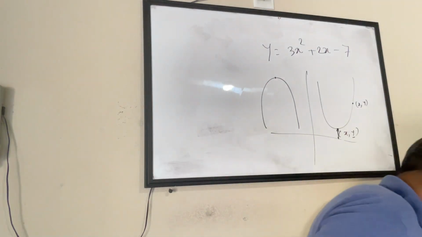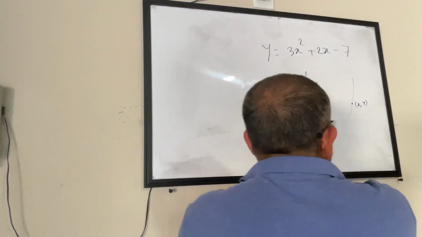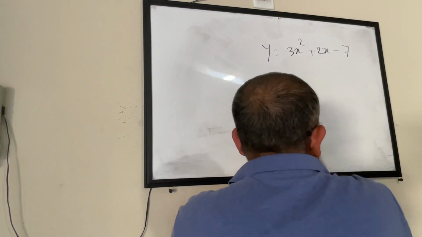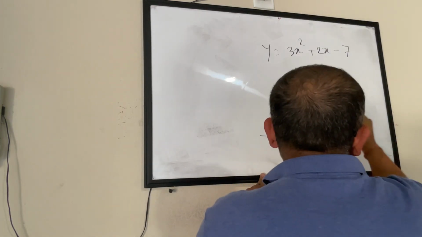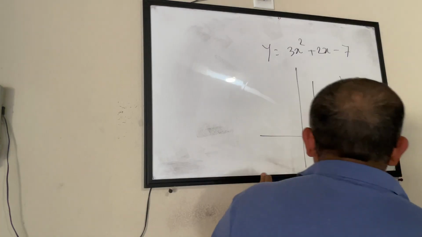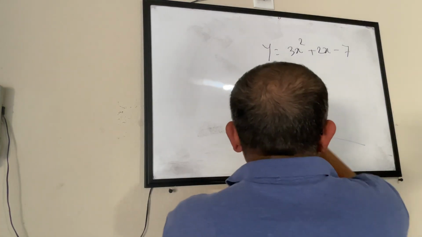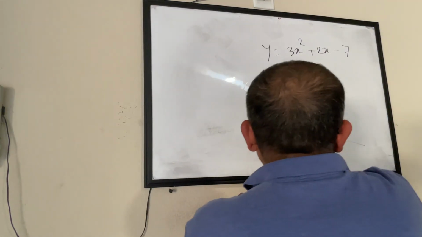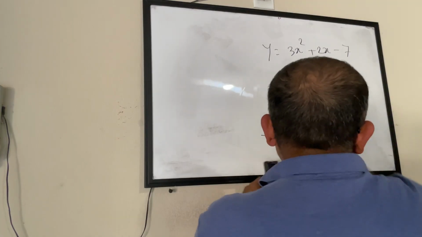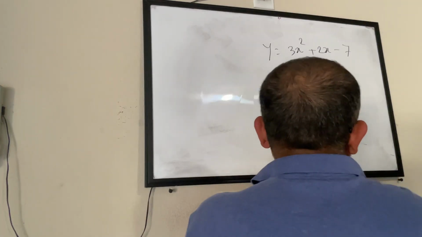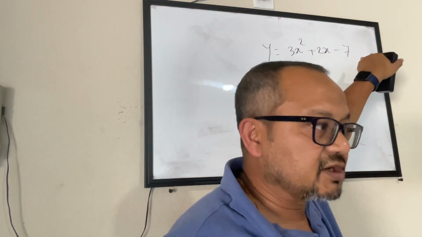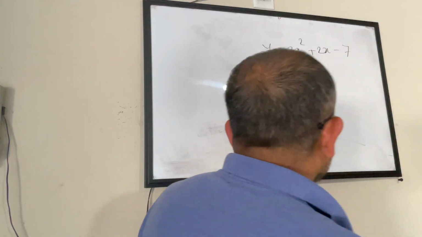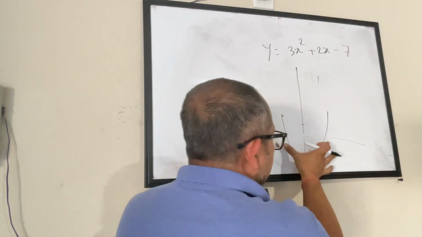Now, there are a few more things that we want to talk about. When I'm drawing a parabola, I'm not saying the parabola will always be here. It can be here, it can be here, it can be here, here also, depending on how your equation is constructed. So, let's say the parabola is here.